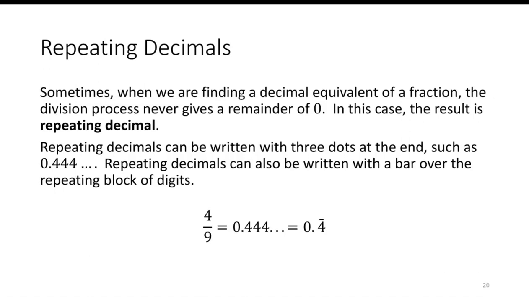Sometimes when we're finding a decimal equivalent of a fraction, the division process never gives a remainder of 0. In this case, the result is a repeating decimal. So repeating decimals can be written with 3 dots at the end, such as 0.444... Repeating decimals can also be written as a bar over the repeating block of digits. So 0.444... The 4 is being repeated, so I put a bar over the 4.